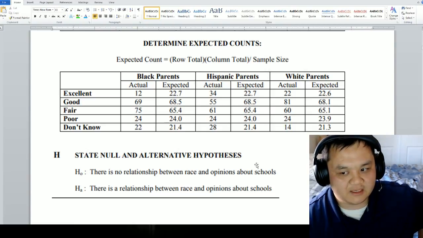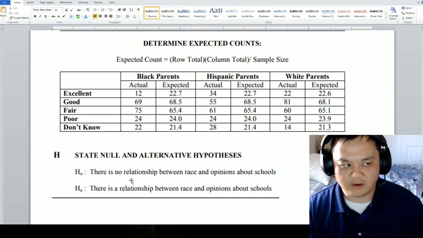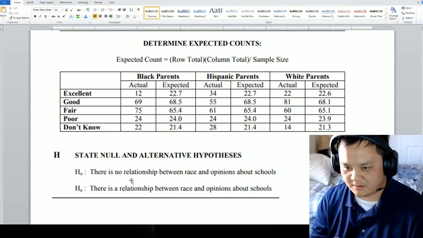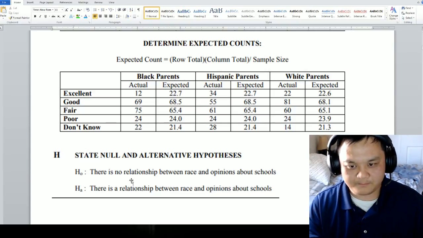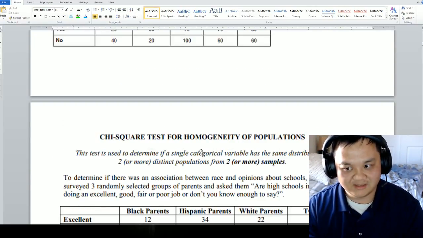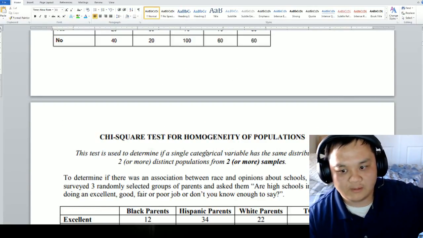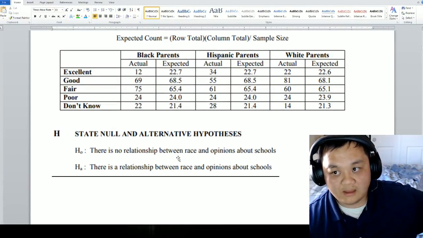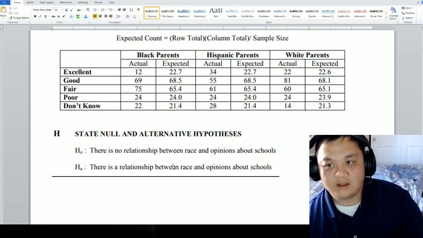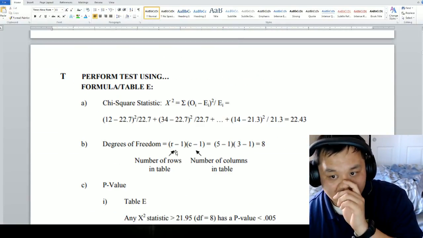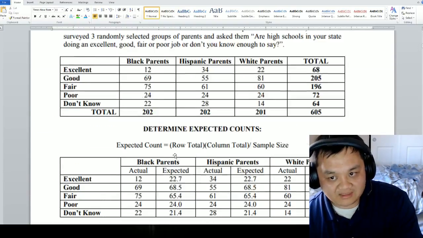Because this is talking about the whole population of parents at that school, do you see how this one should be test for independence? No, no, no. This is homogeneity. So how many populations are there? Three populations. In here, when they calculate it, it's this again.